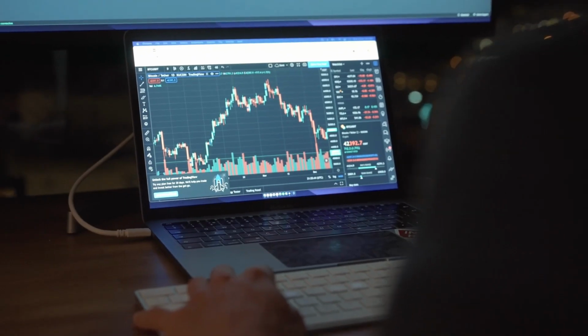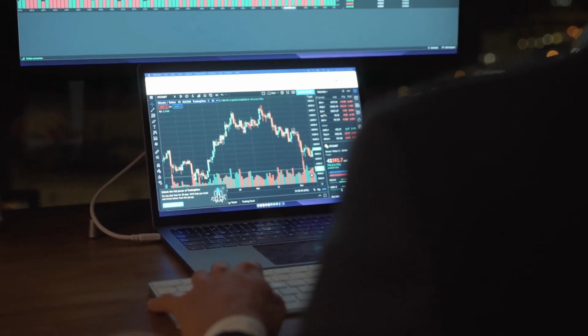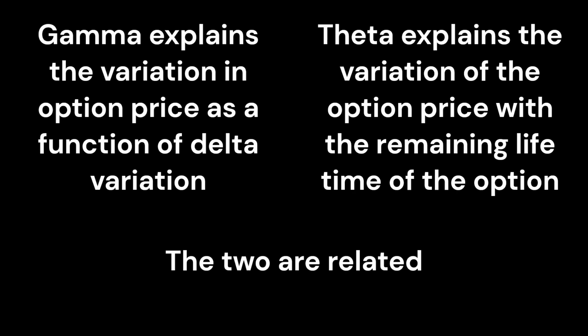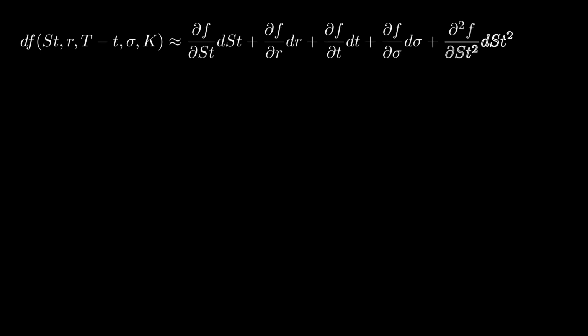The aim of this video is to provide you with the keys to understanding these concepts so that you can feel totally at ease. Gamma and theta are two very important variables of a derivative contract. If I've decided to bring these two Greeks in the same video, this is because, as we'll see, they share a close relationship. As a reminder, the price of an option can be broken down using the Taylor formula.